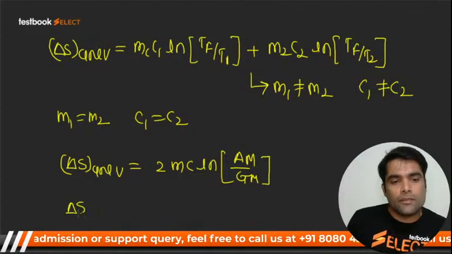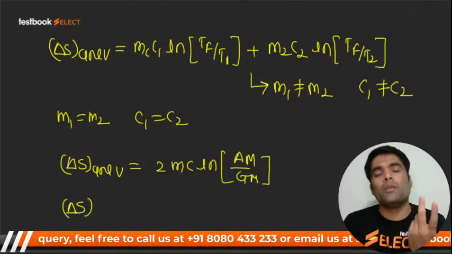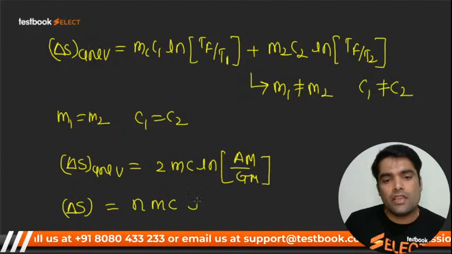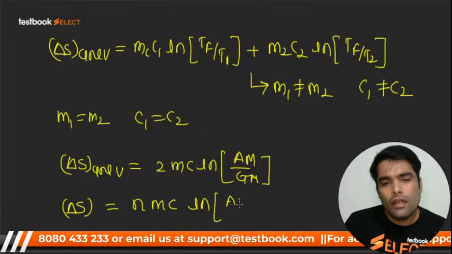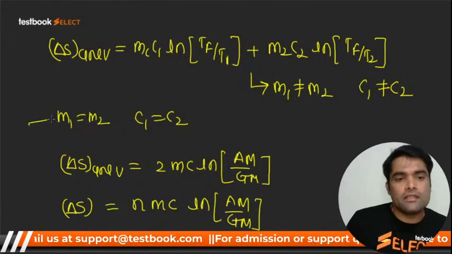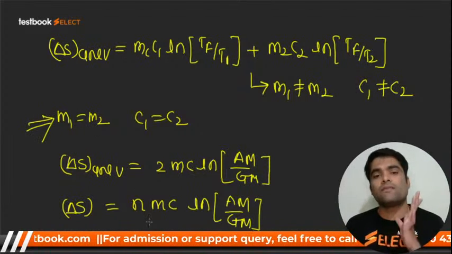So in general, suppose I have mixed two fluids. Suppose I have n number of fluids mixed. Then it should be, my dear, in general, nMC ln of arithmetic mean divided by geometric mean. It is when M1 is equal to M2. At that time, you can apply this formula.